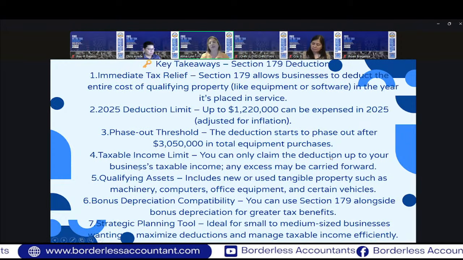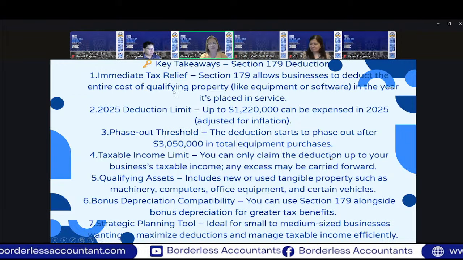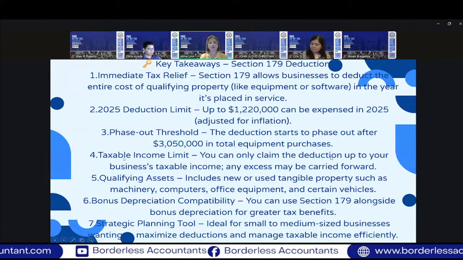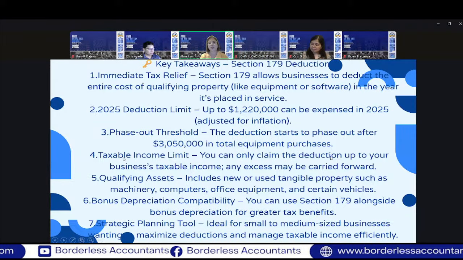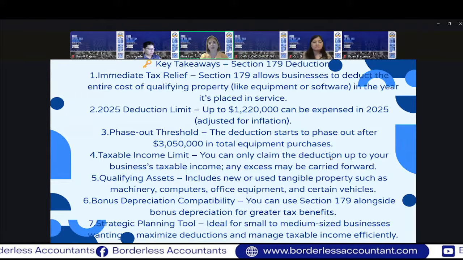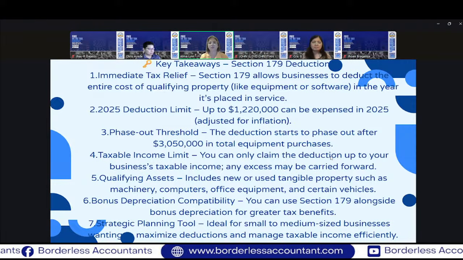Key takeaways, Section 179 deduction, immediate tax relief. It allows businesses to deduct the entire cost of qualifying property. Then the 2025 deduction limit will be up to $1.25 million that can be expensed, adjusted for inflation.